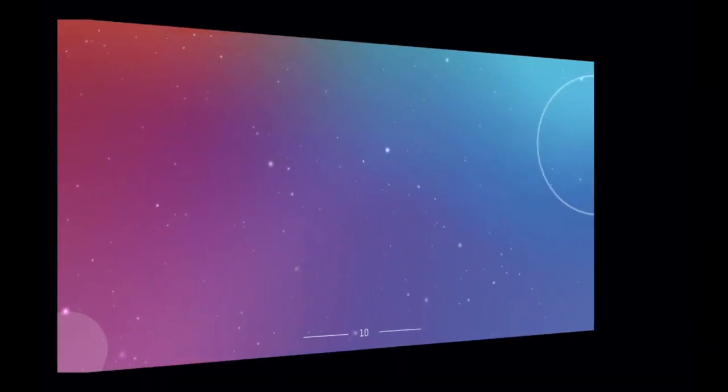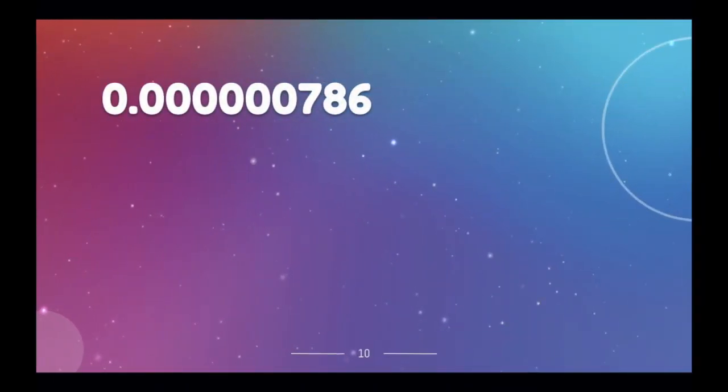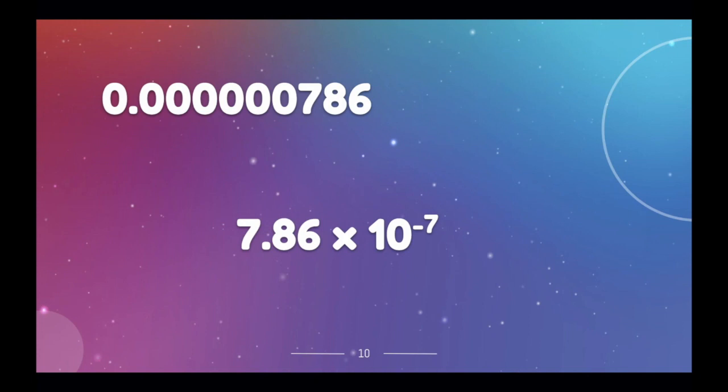Alright, here's another example. Ooh, 0.000000786. Remember, your coefficient has to be between 1 and 10. So drop your decimal between 7 and 8. So it should be 7.86. That's all I'm going to help you with. Oh yeah. 7.86 times 10 to the power of negative 7. I got a good feeling about this, guys. I got a good feeling about it.